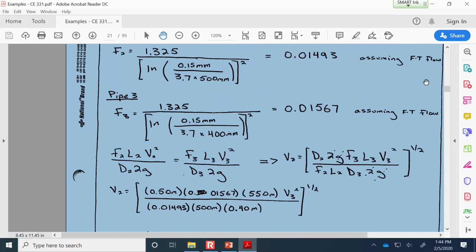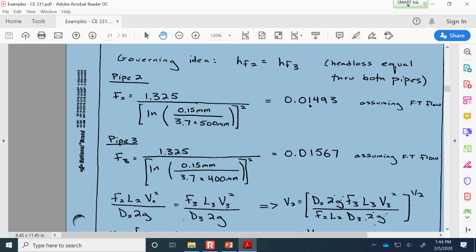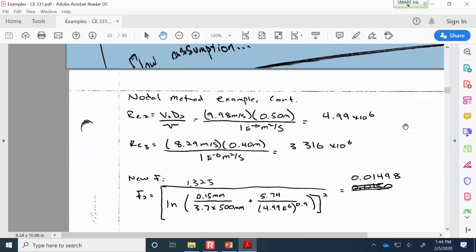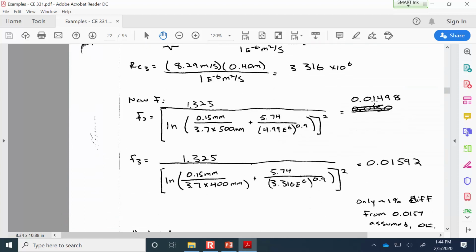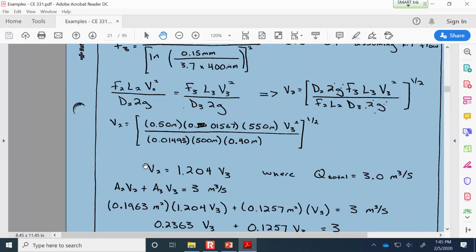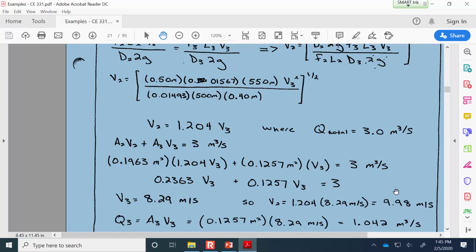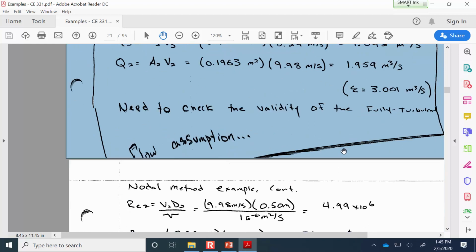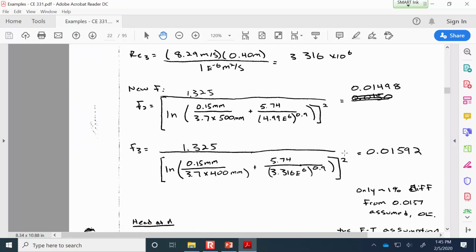All right, if you do use fully turbulent flow, you get 0.01493, or the updated 0.01498. So that's less than a 1% difference. So actually the conditions are fully turbulent. When we have this updated F value, if we wanted, we could substitute these new F values in here and solve for a slightly different velocity and a slightly different flow rate. But the difference is going to be less than 1% since the F values were within 1%.